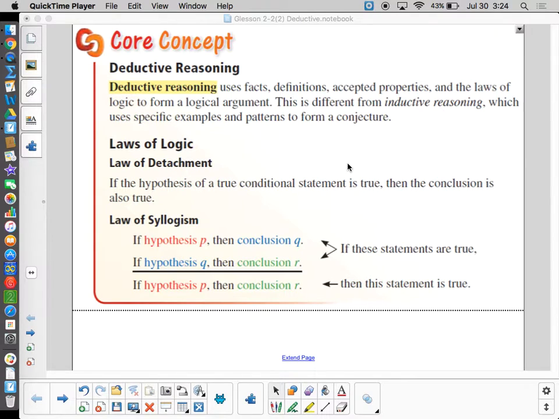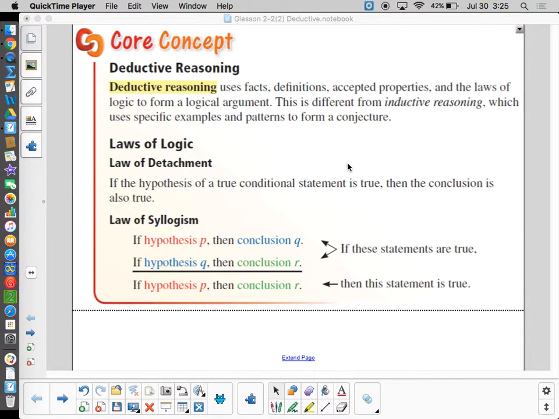Doing the second half of Chapter 2, Section 2, and that is deductive reasoning versus inductive reasoning. Deductive reasoning, instead of using patterns and things like that, uses facts, definitions, accepted properties, and laws of logic to form a logical argument. So not using patterns, but now using facts.